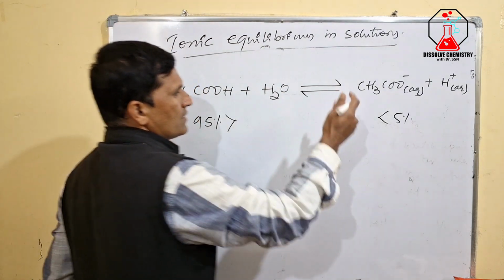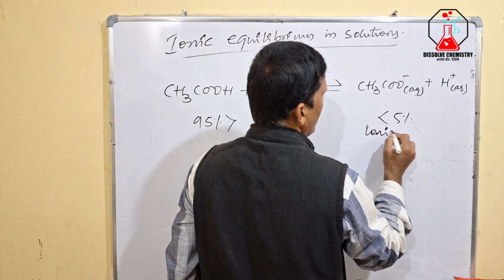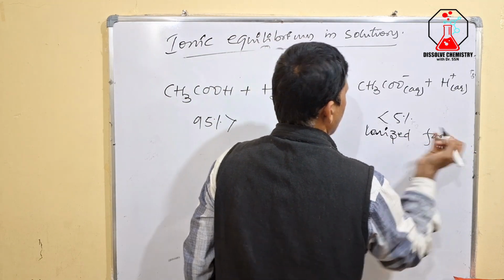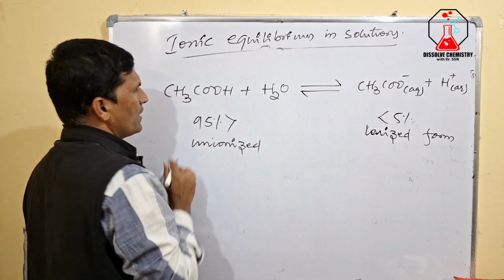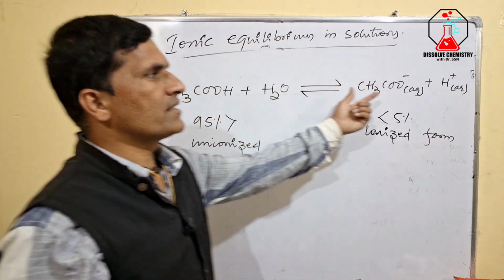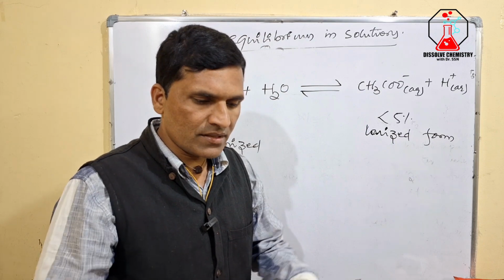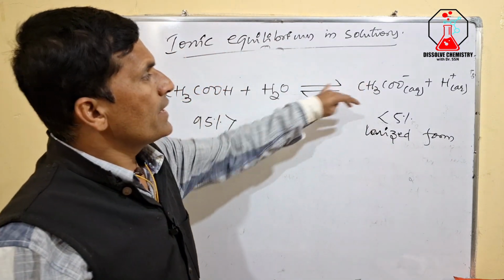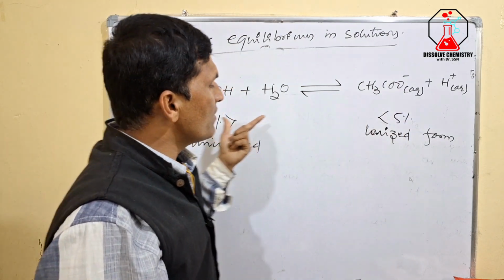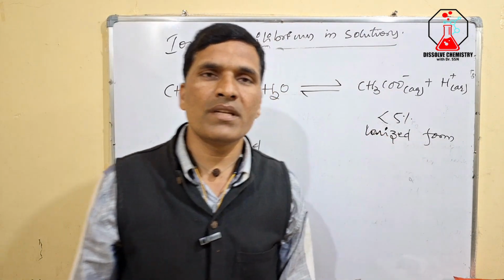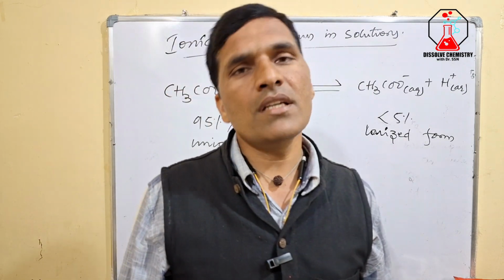Hence we call it dynamic equilibrium. So this we call the ionized form, and this we call the unionized form. Acetic acid, water, is the unionized form, and here acetate ion and H plus ion, aqueous, we call the ionized form because they are segregated. Now, an equilibrium is established between these two, and this equilibrium between unionized and ionized form is called ionic equilibria, or ionic equilibrium in solution.